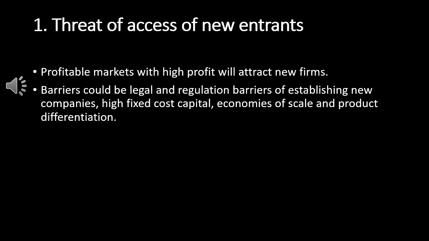The first force in this model is the threat of new entrants. Profitable markets with high profit will attract new firms to enter, and as a result, this will decrease the profitability for all the firms in the industry, unless the government, for example, puts up barriers, or the companies in the market put up barriers. For example, they can block the new entrants by regulations, or the market could be non-accessible because of the fixed cost, and the capital needed to establish the business is very big.